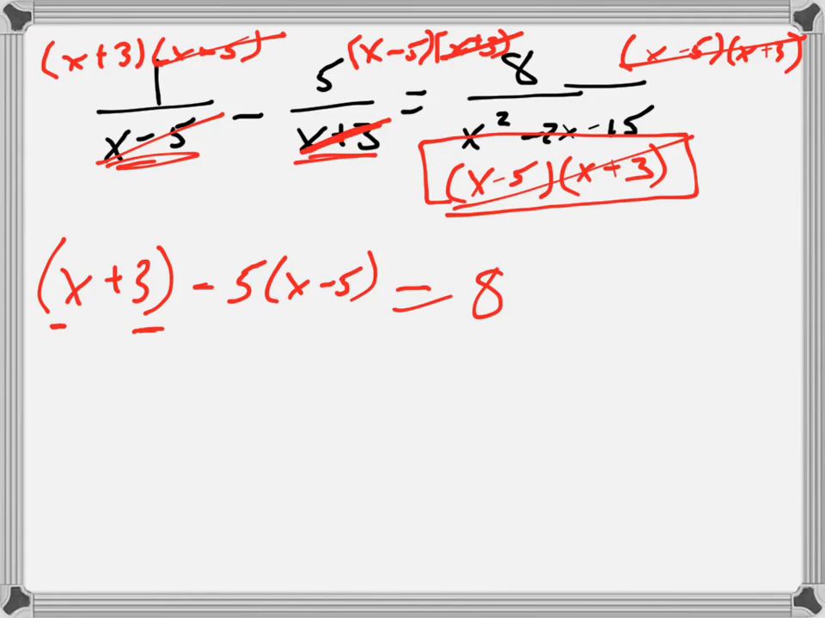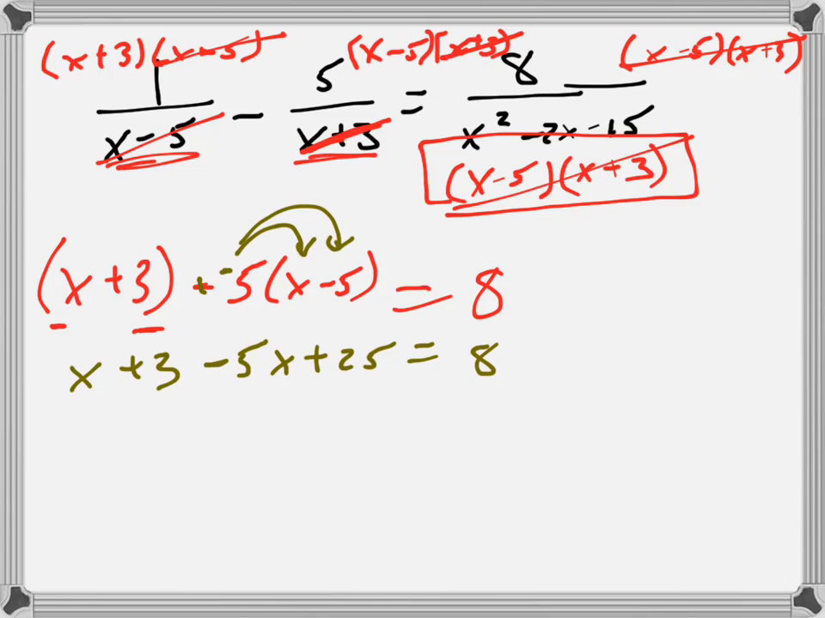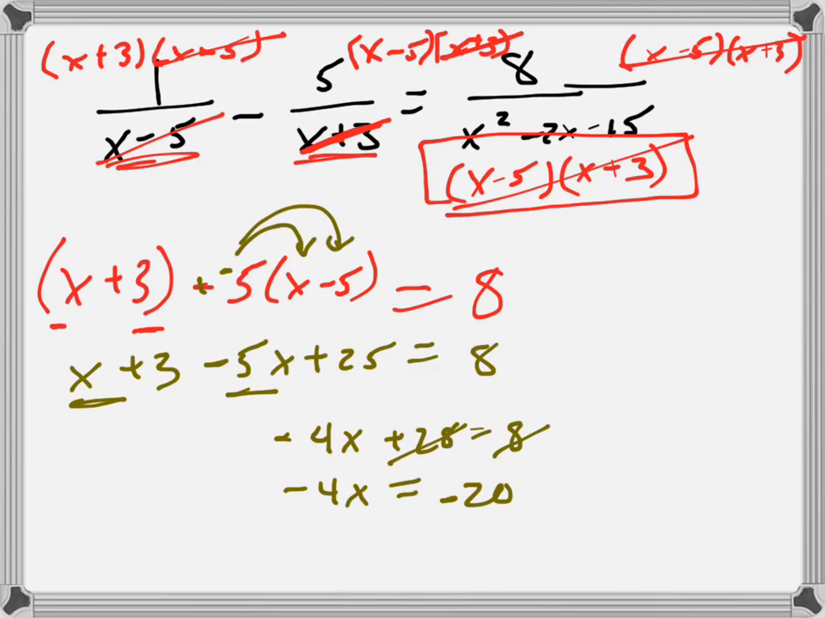So now the next step is going to be to just solve this equation. So I'm going to distribute this, make sure I distribute the negative 5 in. So it's negative 5x plus 25. So x plus 3 minus 5x plus 25 equals 8. Add like terms. Negative 4x plus 28 equals 8. Subtract 28 from both sides. Negative 20. Negative 4x equals negative 20. And then x equals 5 is my solution.